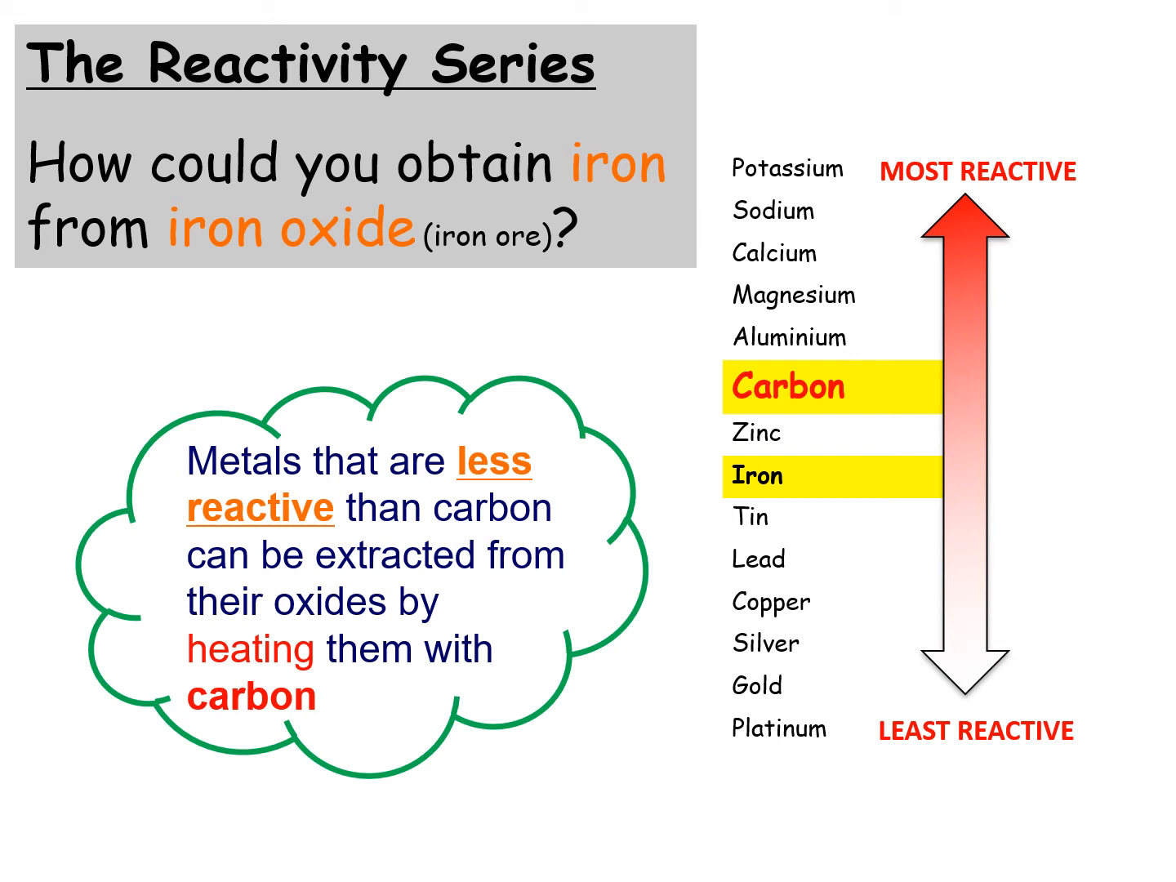Do you remember when we did our lesson about displacement reactions? This is an example of a displacement reaction. If we had iron oxide, because carbon is more reactive than iron, it can displace the iron from the iron oxide, so we'll end up with iron plus carbon dioxide.